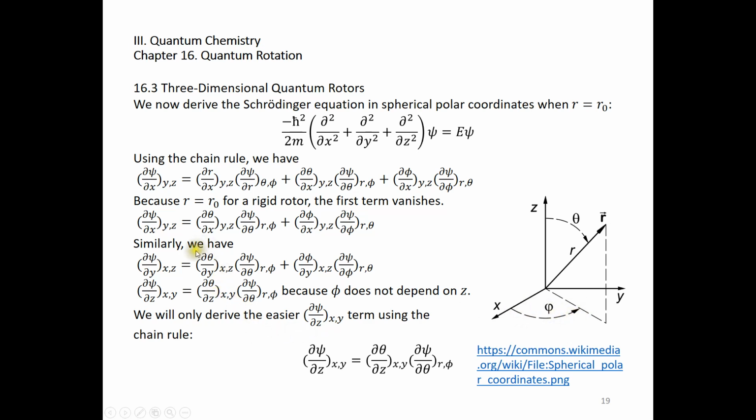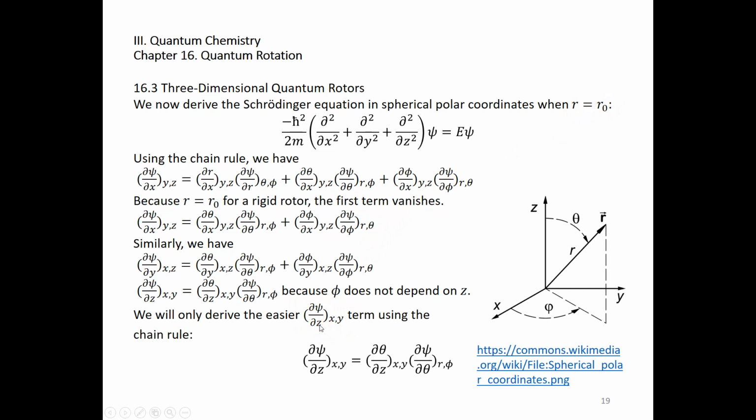So we can express delta psi over delta x, delta psi over delta y, delta psi over delta z in terms of theta and phi. The reason we don't have to worry about r is that r is a constant. Now let's derive this one, delta psi over delta z.